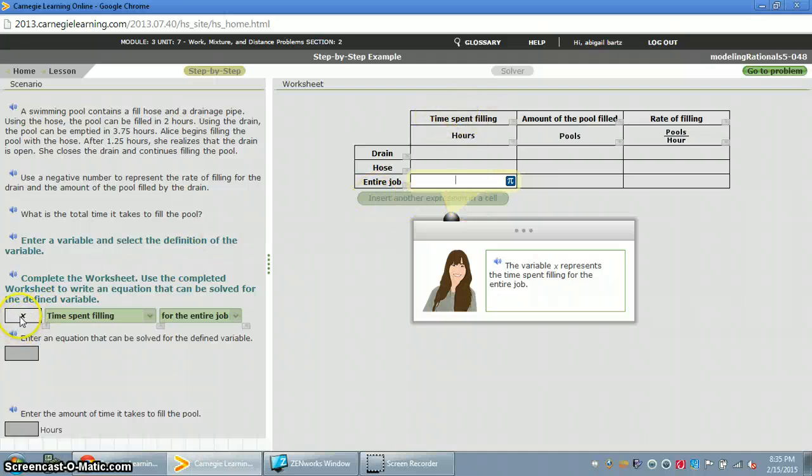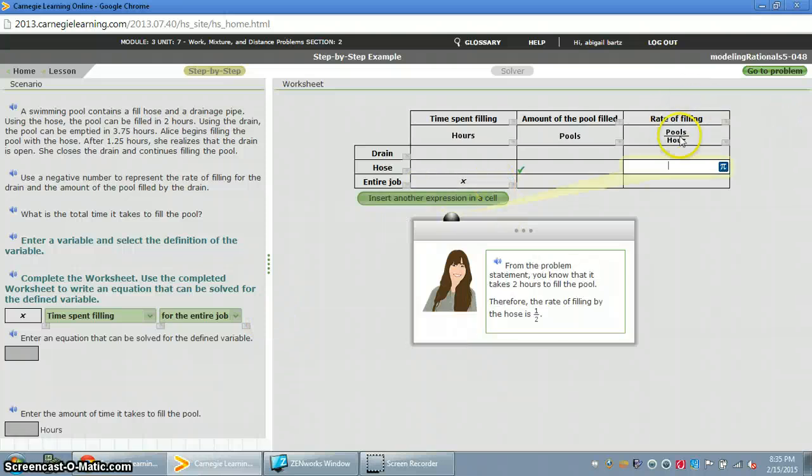Now this makes sense, time filling for the entire job. You just wrote over here that it was x, so you enter x into your table. It will ask about the rate of filling, in this case for using the hose, and since it says the pool can be filled in 2 hours, and that's what she's noting down here from the problem statement, you know it takes 2 hours to fill the pool, so that would be 1 pool in 2 hours.